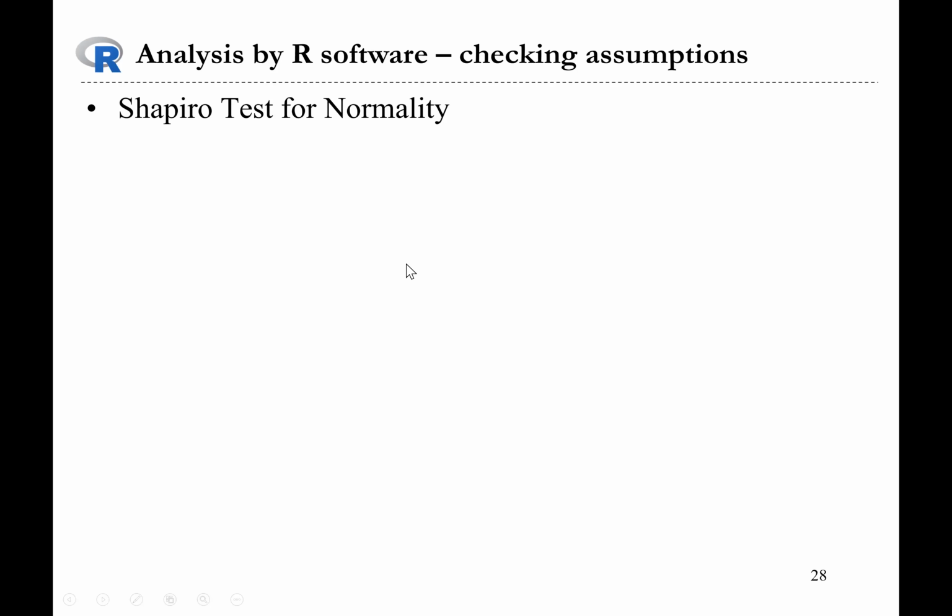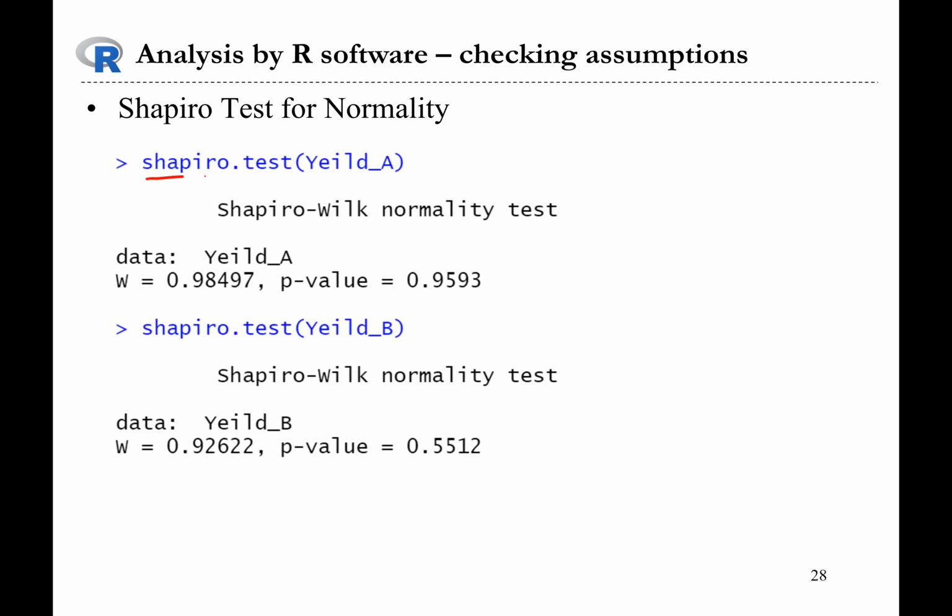What is the function I should use to do a Shapiro test to check normality for some data? The function is Shapiro.test. Give it the group of data, yield A, and it gives some output. Do the same thing for B, and it gives some output. The very important number is the p-value, because I use the p-value to decide whether normality is satisfied or not.